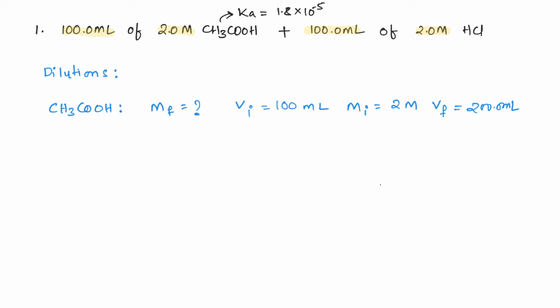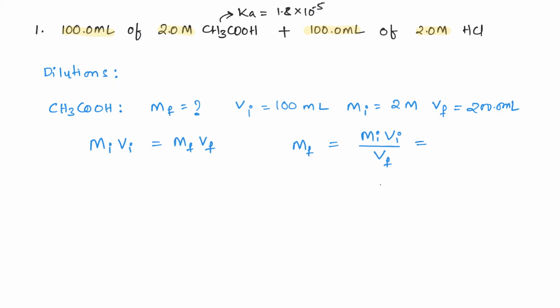We are going to use the formula: concentration initial times volume initial is equal to final concentration times final volume. If we simplify this, we get the final concentration of acetic acid is equal to molarity initial times volume initial divided by volume final. Let us plug in the values.